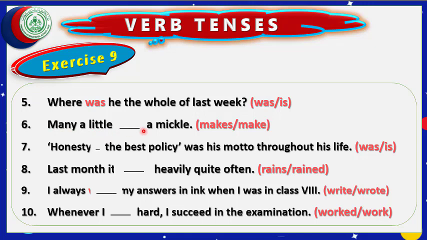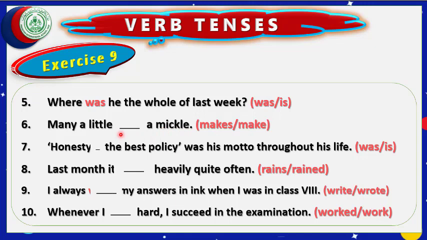Many a little makes a mickle. In this sentence, there is nothing to show that we are talking about past. That is why we shall complete it in present tense. To complete it in present, we use first form of the verb. Both are first forms of the verb. Make, makes, both are in first form. What do we have to decide here? Shall we use makes or make?